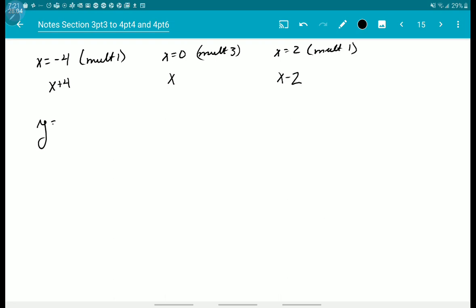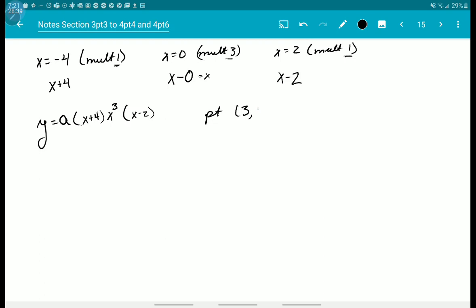So our polynomial would be x plus 4. Multiplicity is 1, so the exponent would be 1. We have x cubed because the multiplicity is 3. We could say this is x minus 0, which is the same thing as just x. And then we would have an x minus 2, and that would have a multiplicity of 1 also. But we need to know what is that number in front here. And that's where that extra information is going to come in.